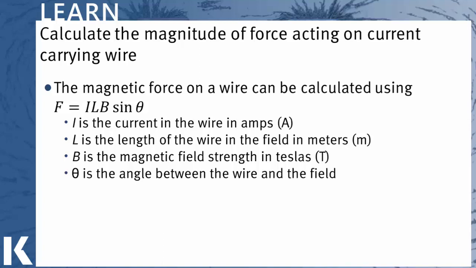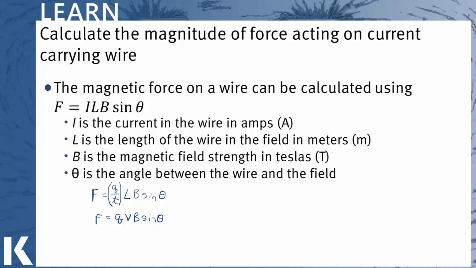That's why the equation F equals ILB sine theta, where I is the current in amps, L is the length of the wire in meters, B is the magnetic field strength in Teslas, and theta is the angle between the wire and the field, looks so similar to the equation for a single particle in a magnetic field. In fact, if you recall that current is charge per time, then F equals ILB sine theta becomes F equals Q over T LB sine theta.